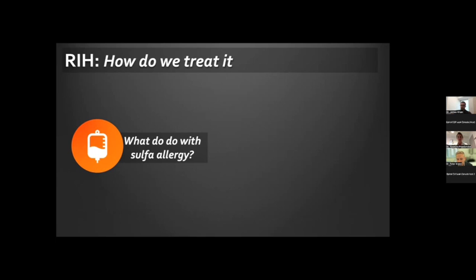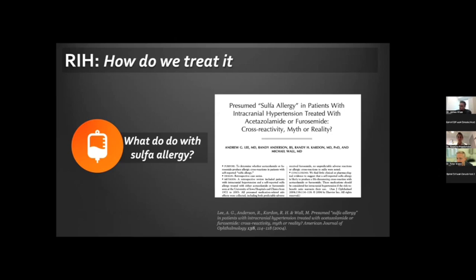One other common question that comes up is, what do you do in the case of a sulfa allergy? Because many of these medications are sulfa derivative drugs. But most of the time when people have sulfa allergies, they're allergic to sulfa antibiotics. And there is some published literature that patients with antibiotic sulfa allergies have a very, very low risk of cross-reacting to some of these other medications like acetazolamide.